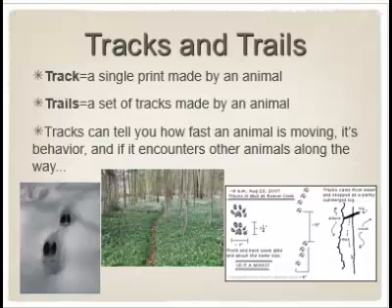So the next slide that we're going to be talking about is on tracks and trails. A track is a single print made by an animal, whereas a trail is a set of tracks made by an animal. You can see this demonstrated in the pictures below. The one on the left shows you two deer tracks. They show you that the deer is probably walking pretty slowly, as the prints are very, very close together.